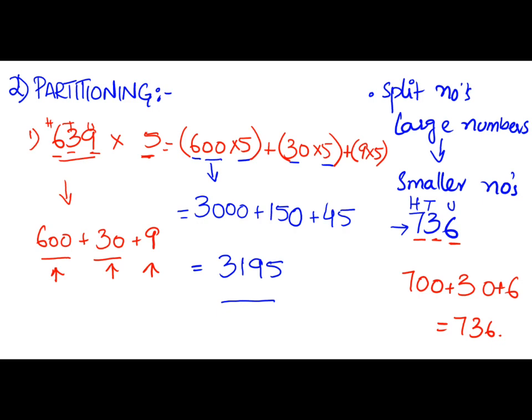So let's move to the next method of multiplication. This method is called the grid method. Okay, so this grid method is basically the written method of multiplication.